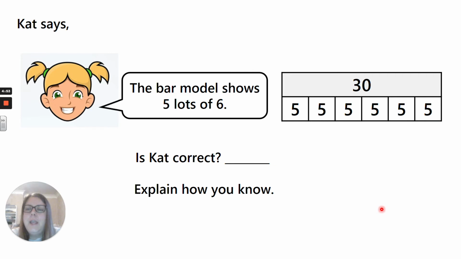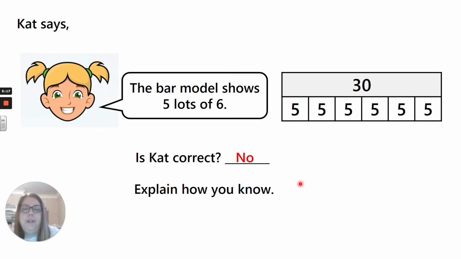Okay. Kat says the bar model shows 5 lots of 6. So we've got here the bar model. The total is 30. The whole is 30. And she's saying it's made up of 5 lots of 6. Is Kat correct? And explain how you know. So pause the video and have a little think. Is she correct that the bar model shows 5 lots of 6?